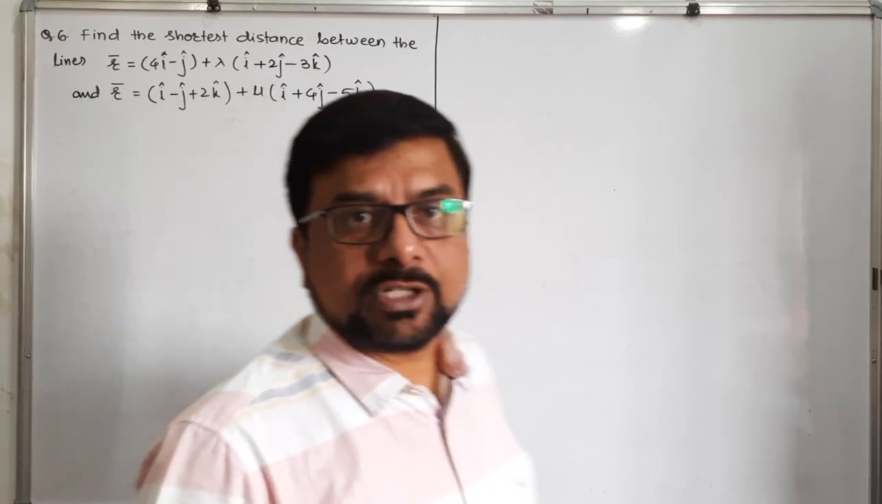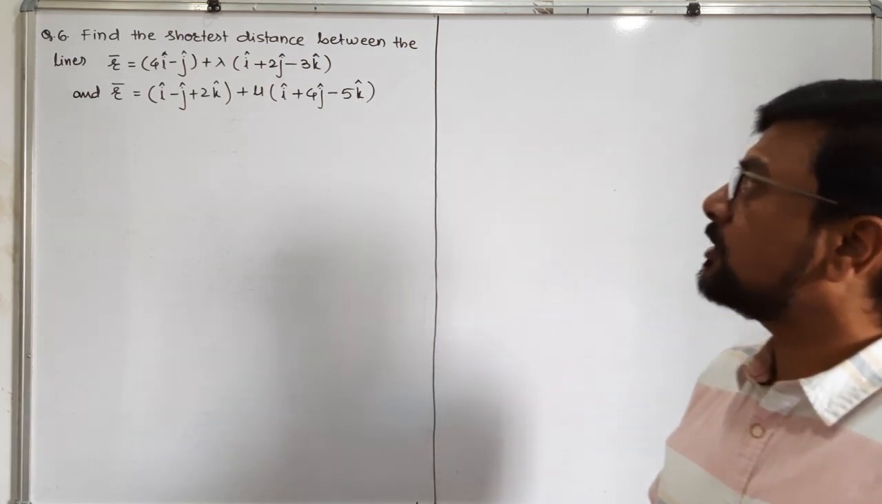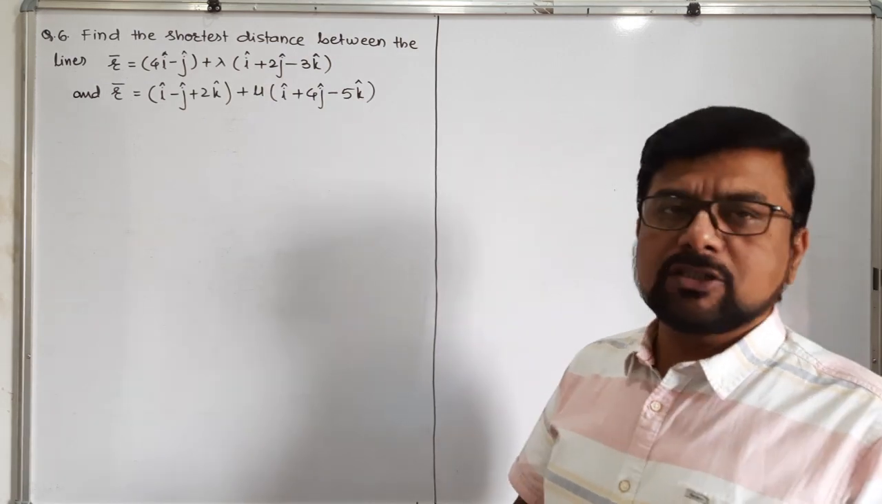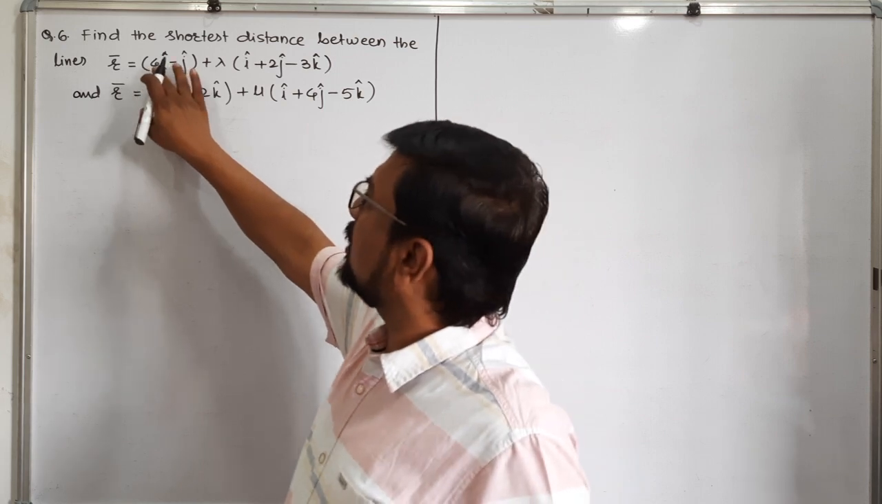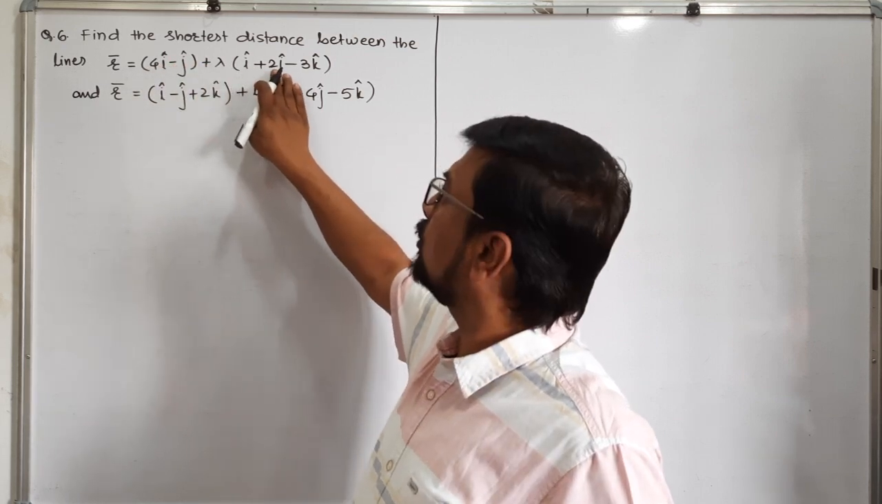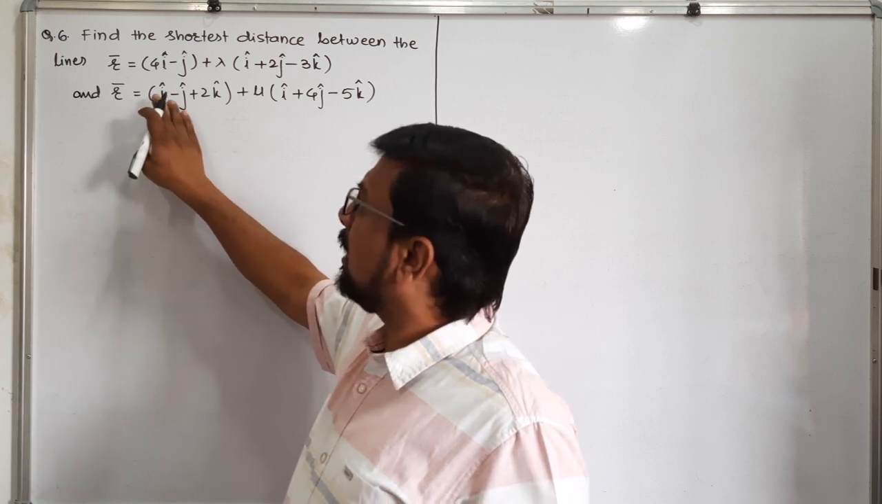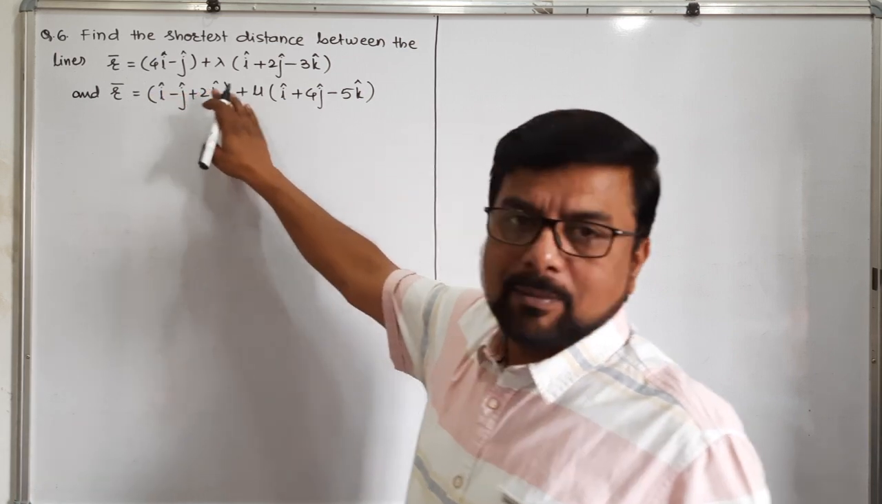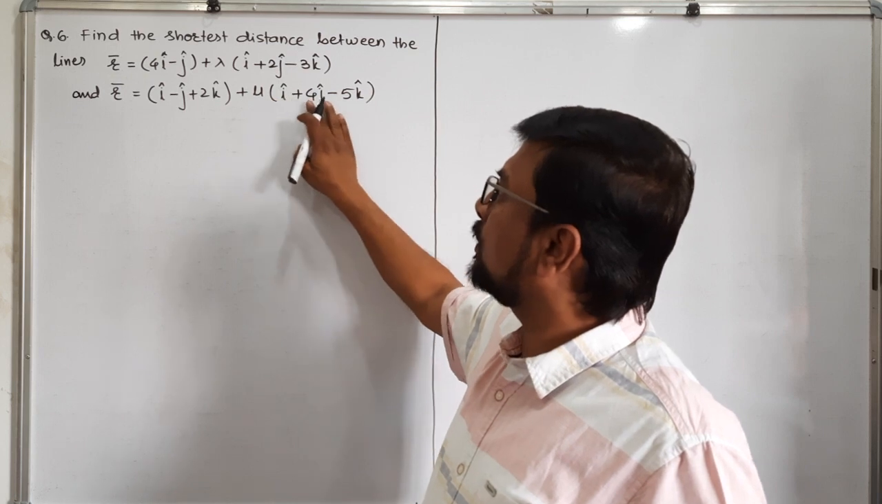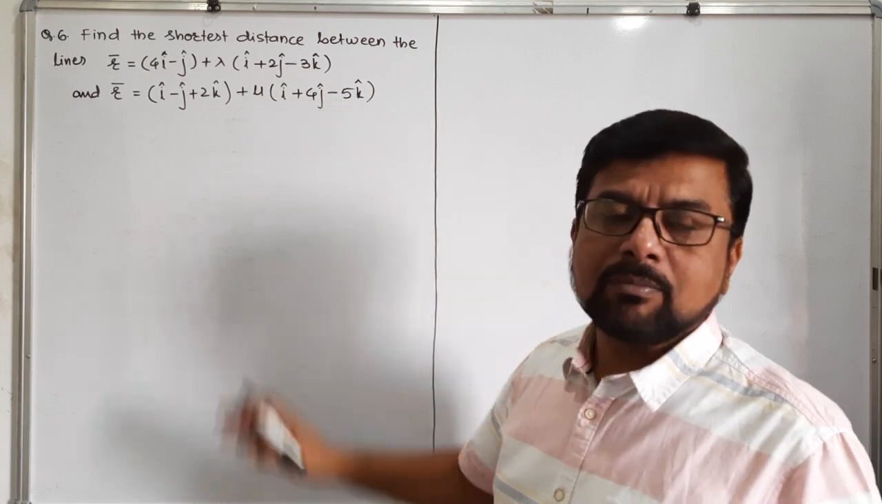Now look at question number 6. Find the shortest distance between the lines r vector is equal to 4i cap minus j cap plus lambda into (i cap plus 2j cap minus 3k cap), and r vector is equal to i cap minus j cap plus 2k cap plus mu into (i cap plus 4j cap minus 5k cap).